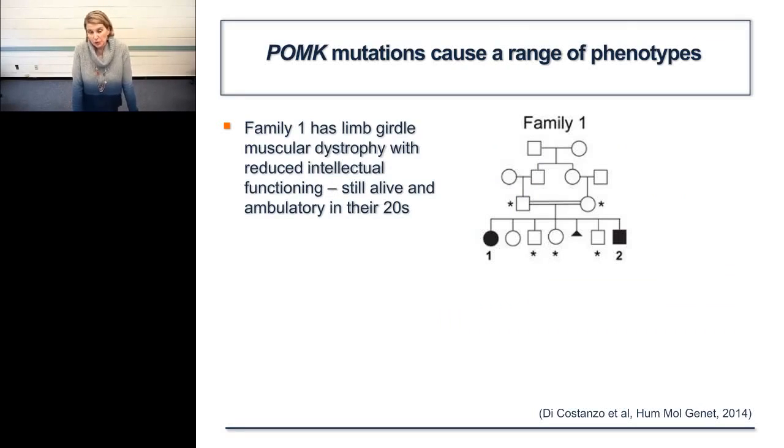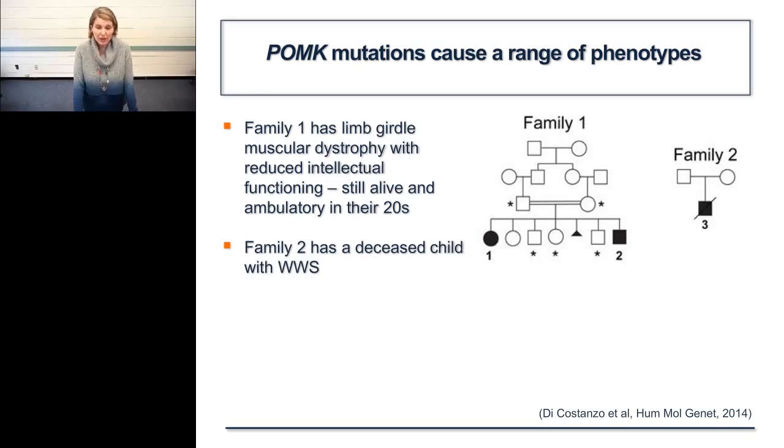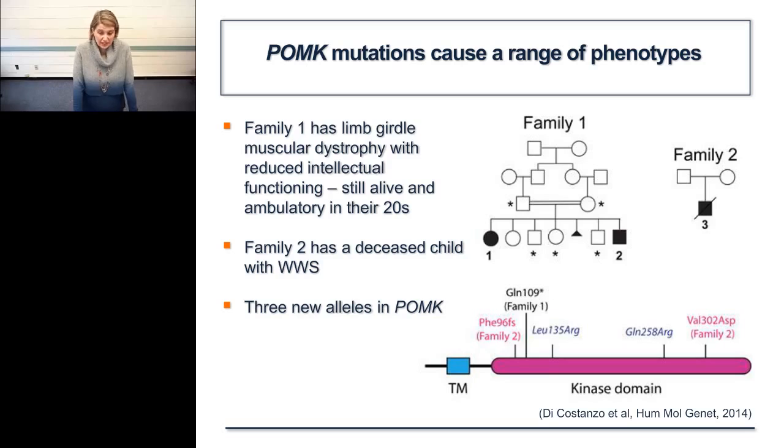This can also be used to study variability. Another gene we looked at was called POMK. We had this one family with a somewhat different presentation. They had limb-girdle muscular dystrophy, which is a type of muscular dystrophy that shows up a little bit later, with reduced intellectual functioning. They are different from most of our other patients. They were still alive. They were ambulatory, which means that they could do stairs and walk around in their 20s, so it was much less severe. And also a family with a child with Walker-Warburg syndrome, that very, very severe disorder. And in both cases, we identified alleles in POMK.